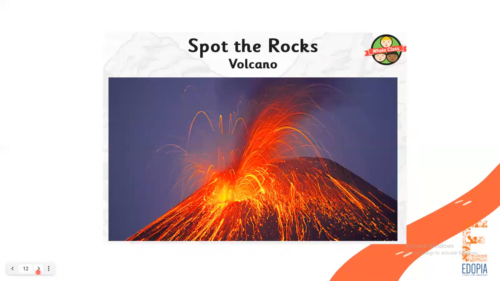Okay, now volcanoes. One very important type of rock that we will be learning about in the coming weeks actually comes from volcanoes.